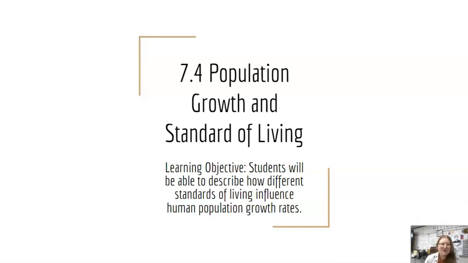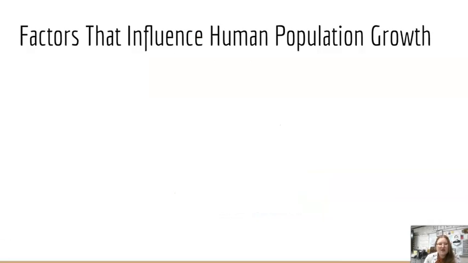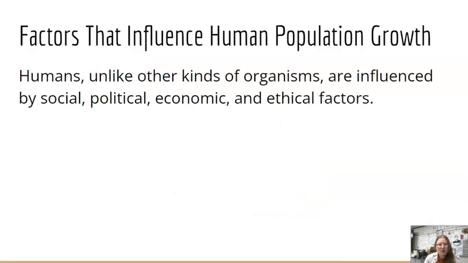All right, welcome to lesson 4 for chapter 7. It's going to be on population growth and standard of living. The learning objective is that you'll be able to describe how different standards of living influence human population growth rates, because humans have some different rules influencing our population growth rate that we're not seeing in nature. So, the different factors that influence human population growth.